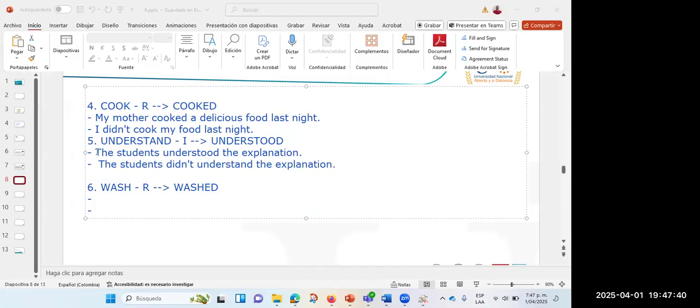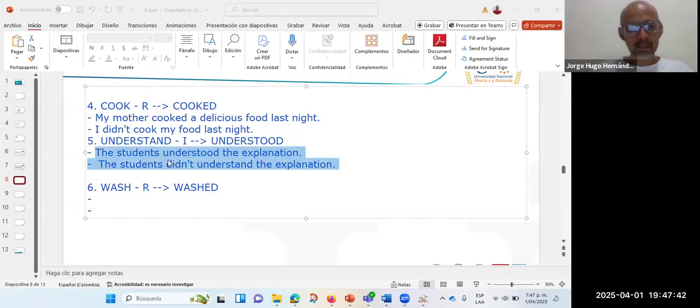Both sentences are in past, but this is affirmative, so the verb is in past. This sentence is negative, we use didn't, and the verb is in present. So when we use did, the verb is in present. When we don't use did, the verb is in past.